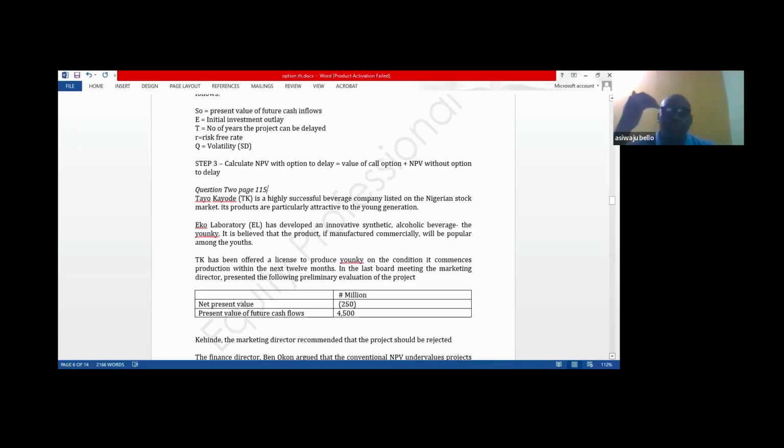Kayode has been offered a license to produce the Yonki on the condition that it commences production within the next 12 months. The condition is that you can commence production within the next 12 months, within 1 year.